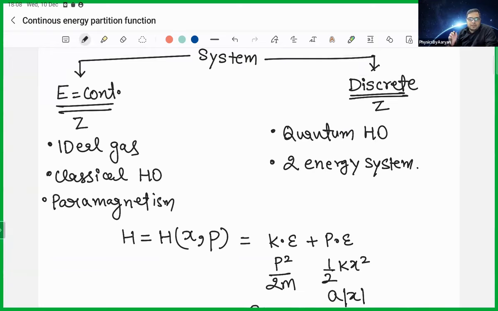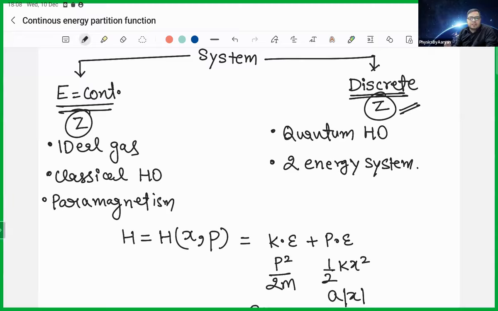The most problematic thing is this: how do you find the partition function when your energy is continuous? This is not that problematic. This is doable. This is a little bit simpler, and most of you might also know it. So that is the first part of the lecture, where we understand how we find the partition function.